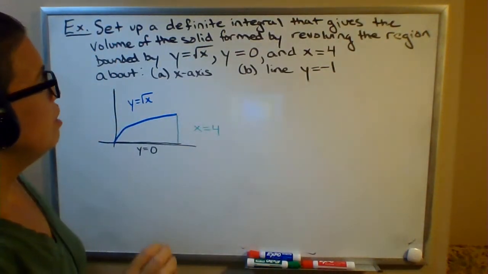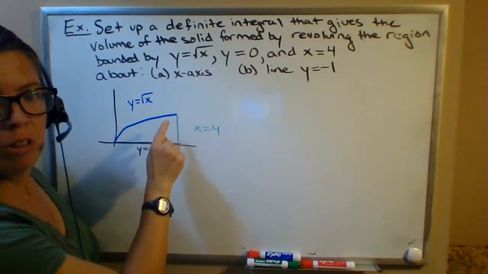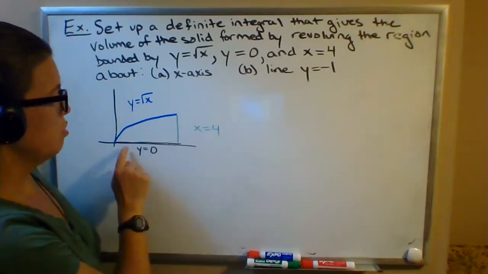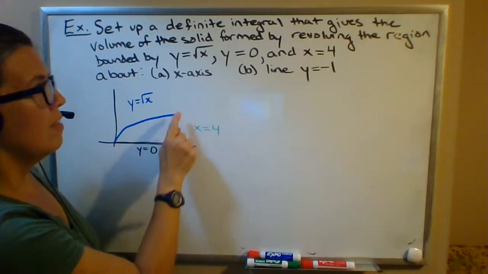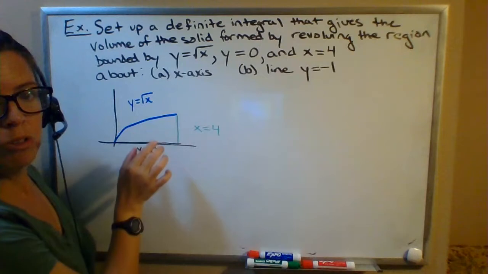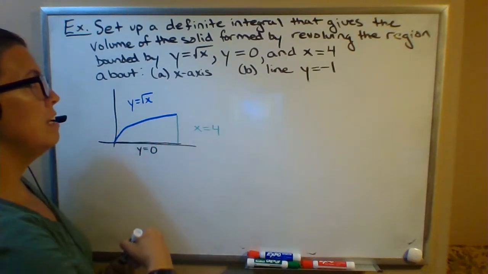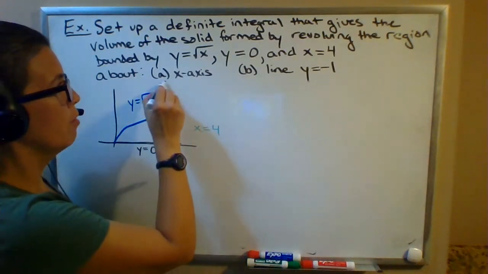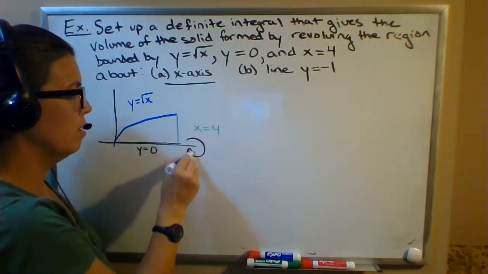So we've got a region bounded by the graphs of y equals the square root of x, which I've drawn in blue here, y equals 0, which is the x-axis, so I kind of traced over it in black, and then x equals 4, so this vertical line here. So here's your enclosed two-dimensional region. Now, imagine we take that region and revolve it about, so I'm going to revolve about the x-axis first. So we revolve it here.